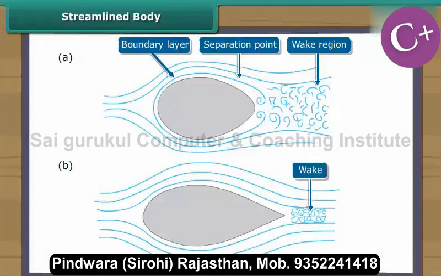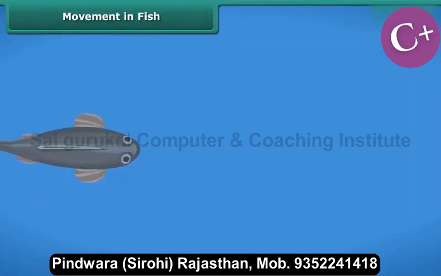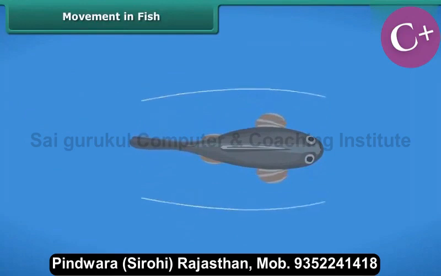Streamlined body. The shape of many objects moving through air or water is designed in such a way that friction can be reduced between the objects and water or air. The shape of the body is called streamlined body. Movement in fish. Fish have a streamlined body which helps them move fast in water.